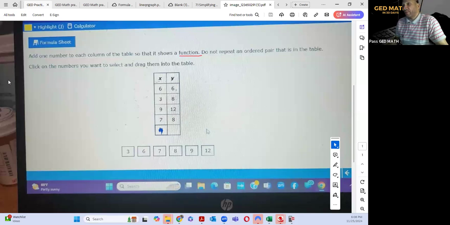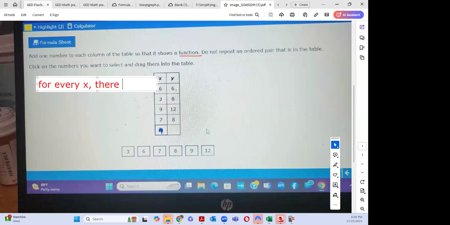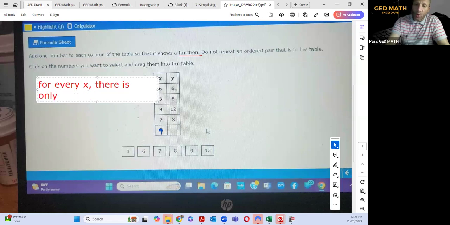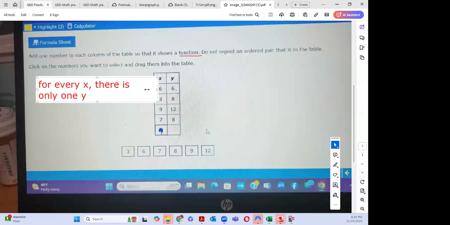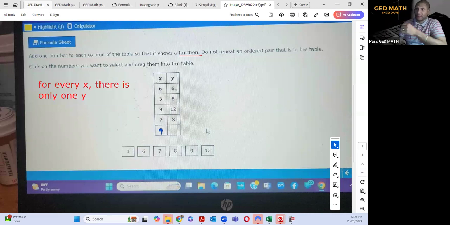One of the things you can remember is, I'm going to write it down for you. For every x, there's only one y. So when you look at this table, you see that it's broken up into two columns, x and y. x is our input, y is our output, all right? Okay, Mr. Tinsley, I understand that. That's not hard. But do you understand what that means? For every x, there's only one y.